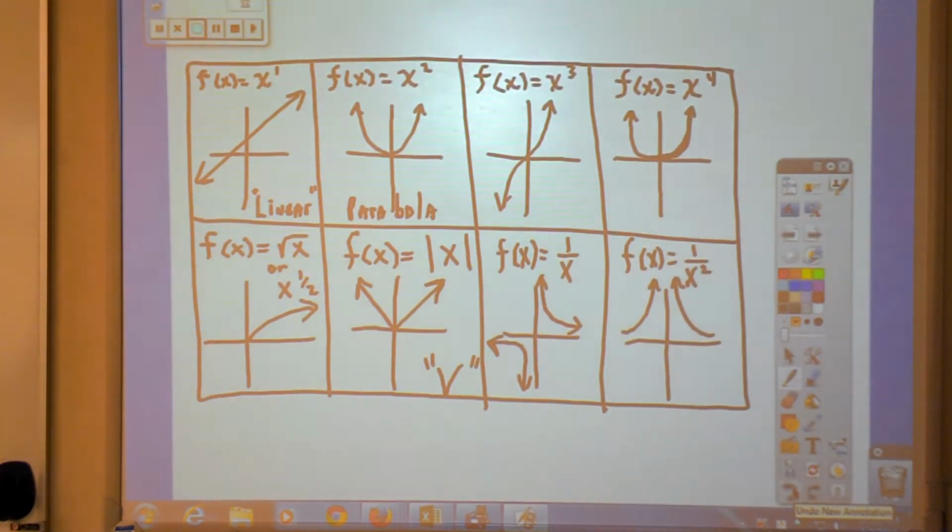Looks like that. And 1 over x squared looks like a volcano. This is called the parent graphs, or the family of graphs, whichever one you want to call it.